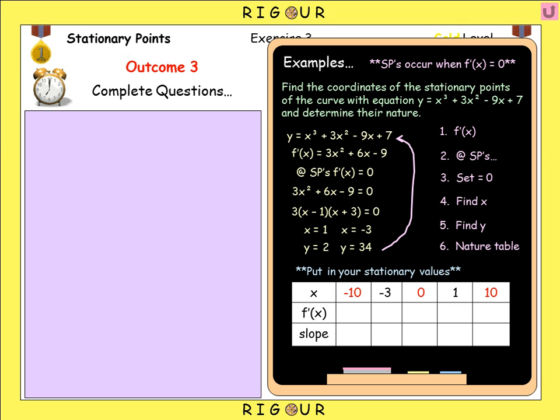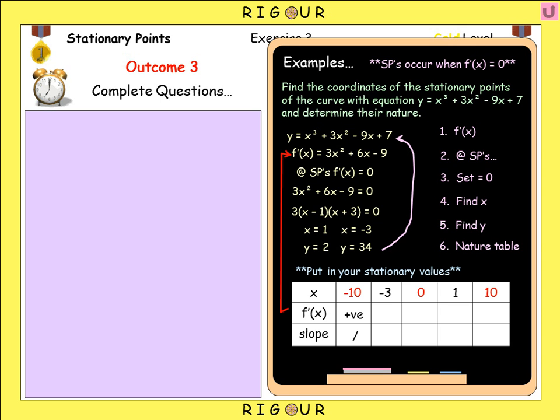What we need to do is sub these numbers into our differentiated function to get an idea of what the gradient or the slope would be like at that particular point. If we sub minus 10 in, it would give us 300 minus 60 minus 9. Now you could actually work that out, but I would hope you would see from what I said there that the gradient is going to be positive, which means that the slope will go up the way.